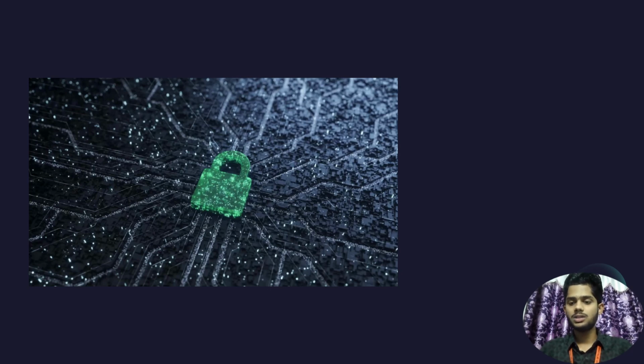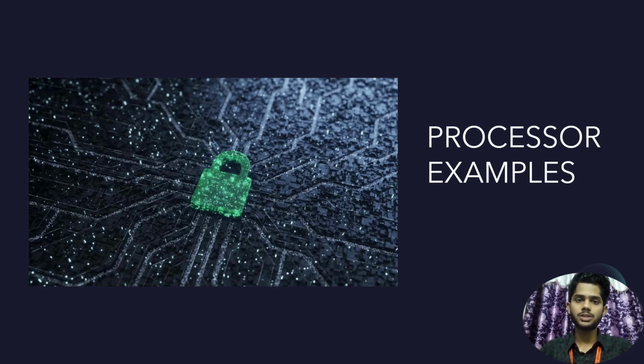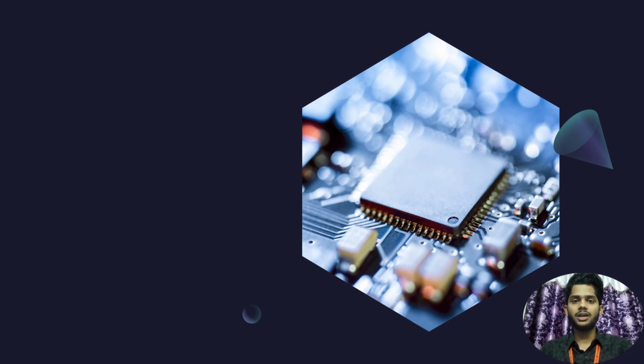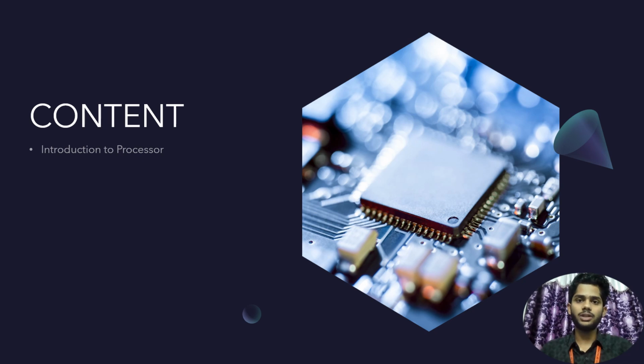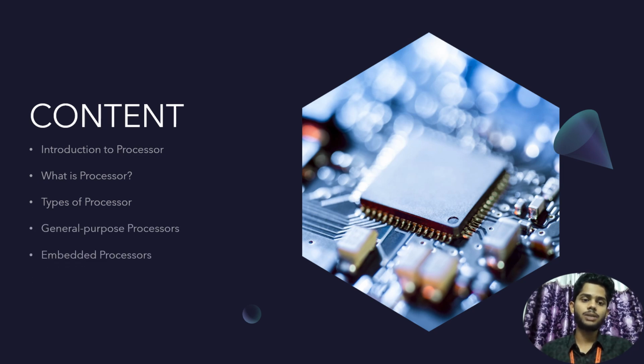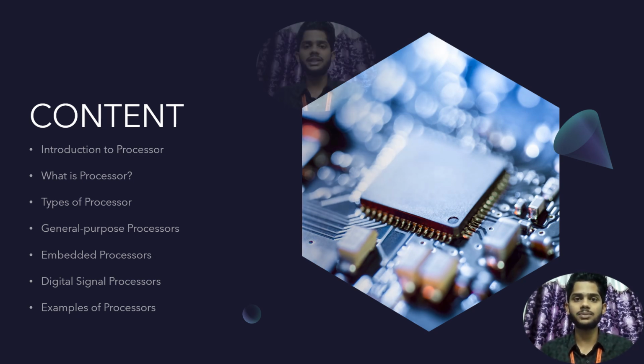Today, my topic is about processor examples. Before entering into our topic, let's discuss the content we are going to cover today. First we will start with an introduction to the processor, and then we will see what is meant by a processor, then types of processors: general purpose processors, embedded processors, and digital signal processors, and their examples like Intel, AMD Ryzen, Apple, which we will see in the upcoming slides.